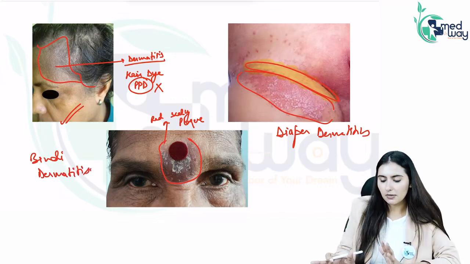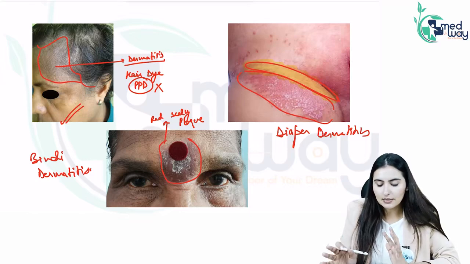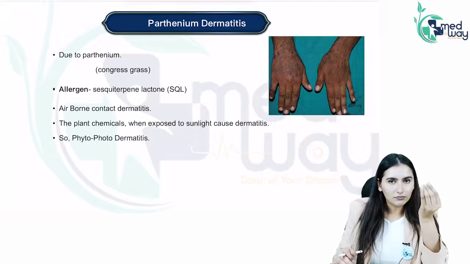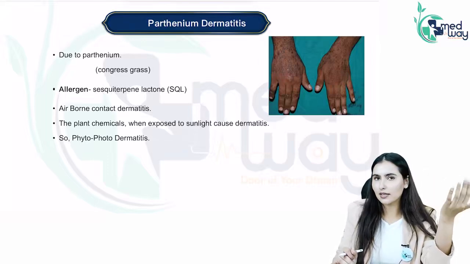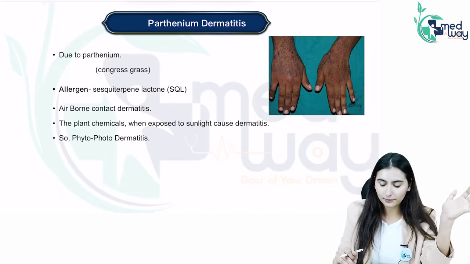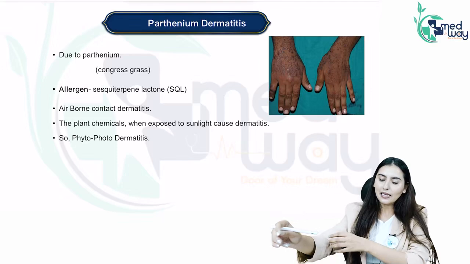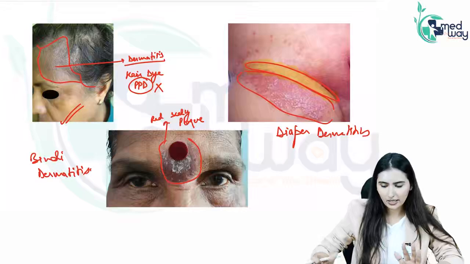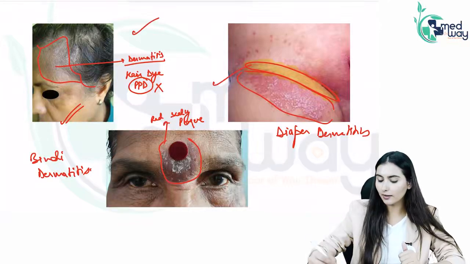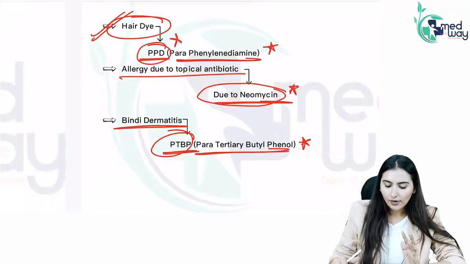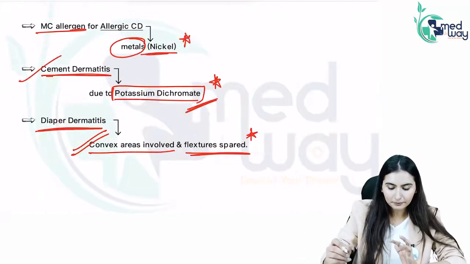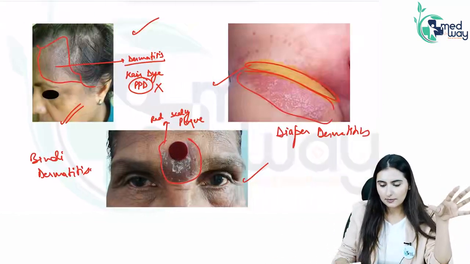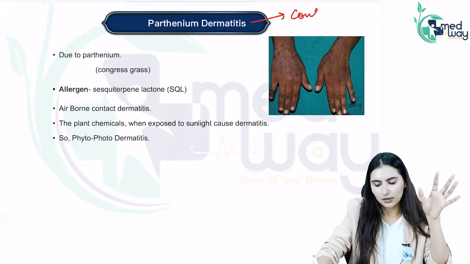So these are some examples of dermatitis that can happen. What is dermatitis? Dermatitis is eczema only. It's just your skin reacting to something. It can be endogenous, it can be exogenous. Some stimulus, your skin is reacting to it. Now we start with Parthenium dermatitis. Parthenium dermatitis is sort of a contact dermatitis. All of these are contact dermatitis. The diaper came in contact, the hair dye came in contact, the bindi came in contact. Cement, nickel, metals, they all came in contact. All of these are contact dermatitis. Parthenium dermatitis is also a contact dermatitis.